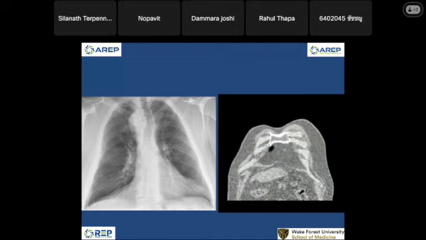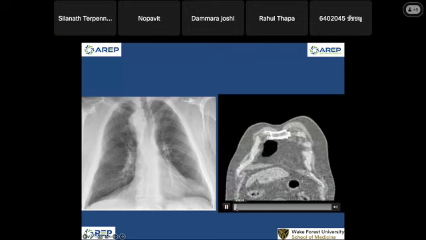Okay. So now trachea is shifting and a big heart. Now we're going to look at this. I'm not going to tell you what it is. You can tell me after you see the CT.